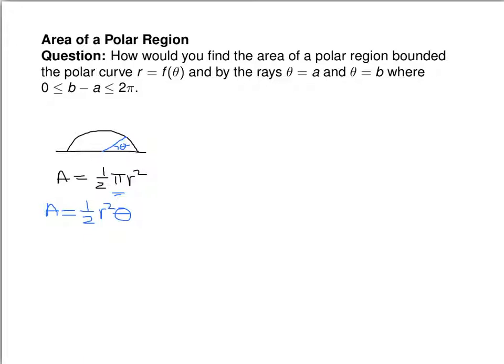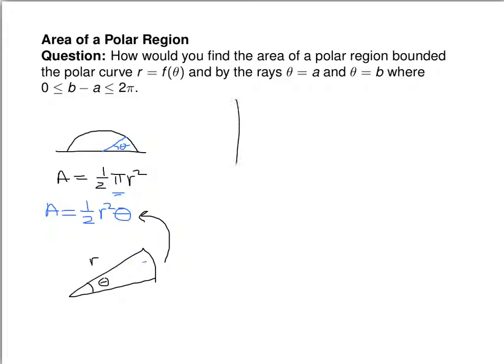So we have the area of a sector of a circle. My picture doesn't make any sense. So if we have the sector of a circle with length side r, angle theta, that's how you find the area of that sector.